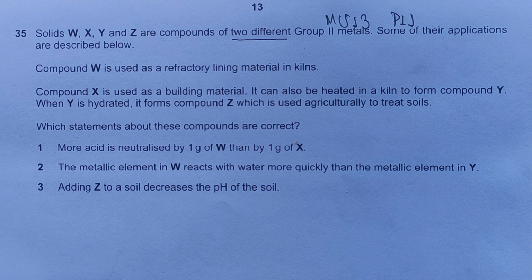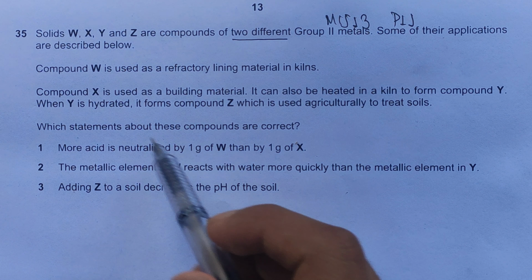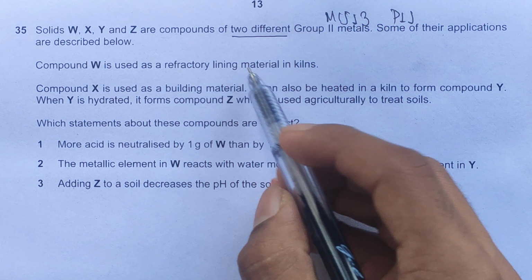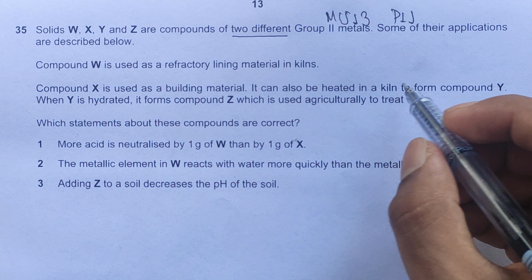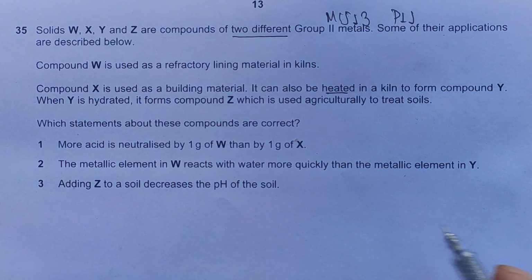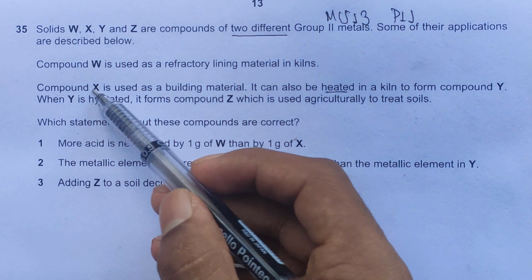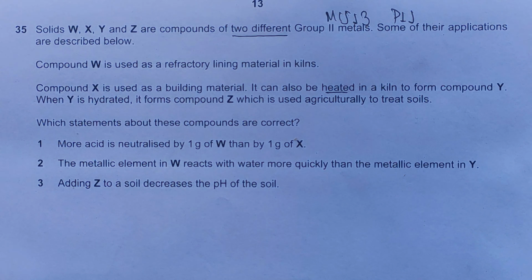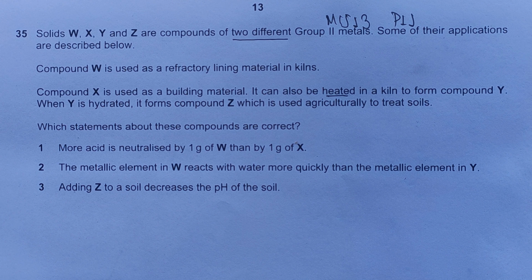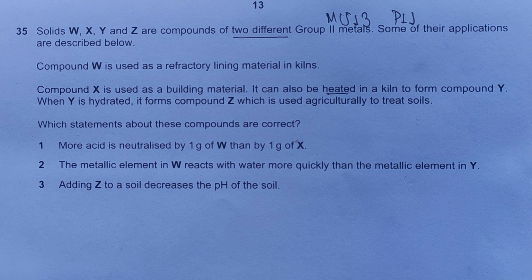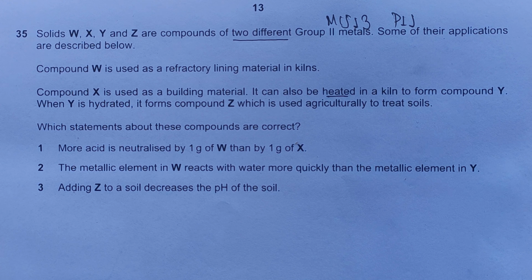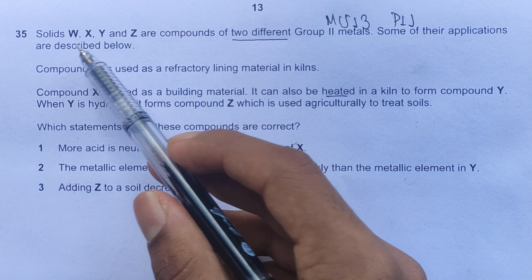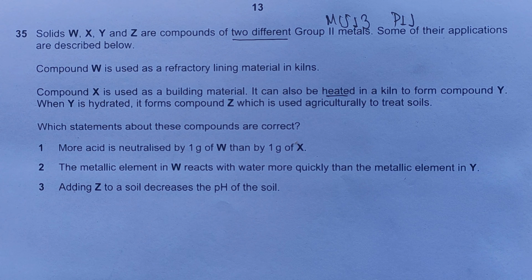Compound W is used as a refractory lining material in kilns. Compound X is used as a building material. It can also be heated in a kiln to form compound Y, which means thermal decomposition of X. When Y is hydrated, it forms compound Z, which is used agriculturally to treat soils. Now the first step should be to deduce what the compounds W, X, Y and Z are.